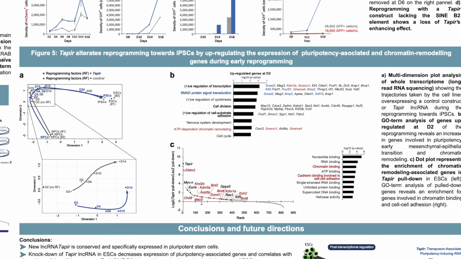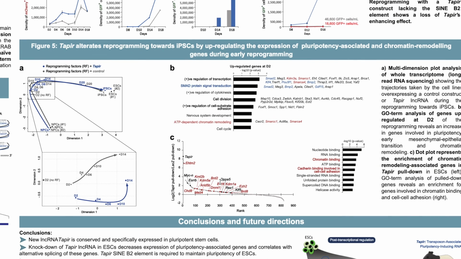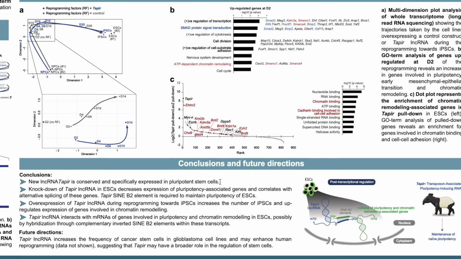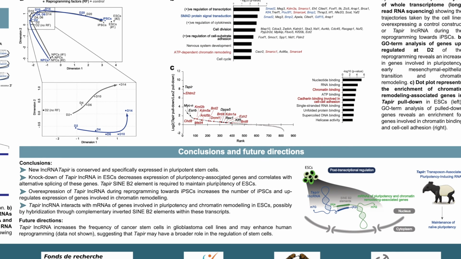When we do a pull down of Tapir in ES cells, we found that a lot of these chromatin remodeling genes are pulled down. The RNA of them is pulled down with Tapir, suggesting that Tapir, through chromatin remodeling, enhances the ES cells or the pluripotency. We're currently looking into a model where, through the chromatin remodeling, Tapir is really affecting pluripotency. And thank you for your attention.